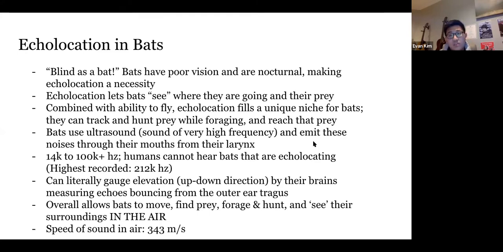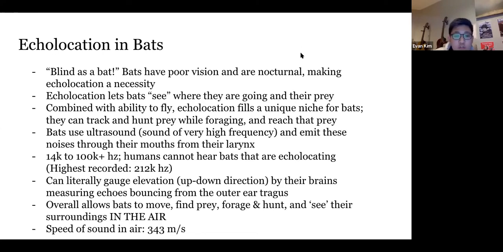A human's range of hearing for frequency is about 20 hertz to 20,000 hertz, or 20 kilohertz, kilo meaning thousand. Bats typically emit frequencies from 14,000 to 100,000 hertz, which is far beyond what a human can hear. And while 14,000 is within the range, they can get as high as 212,000 hertz, which is 10 times higher than a human can hear.